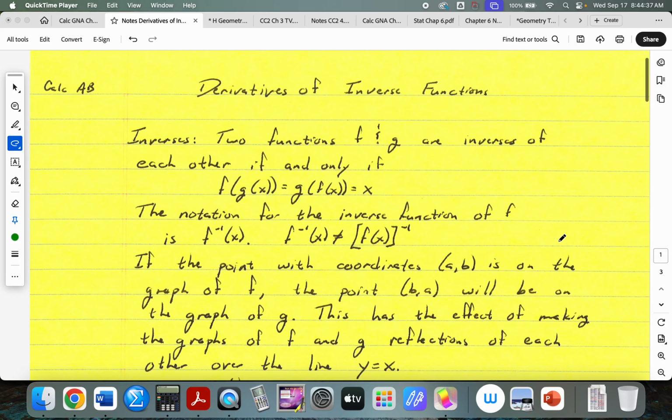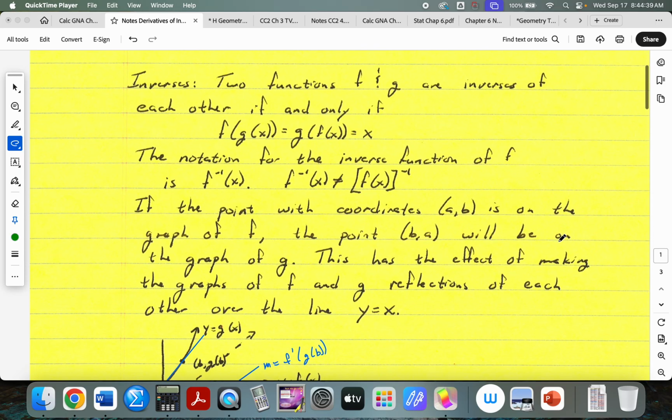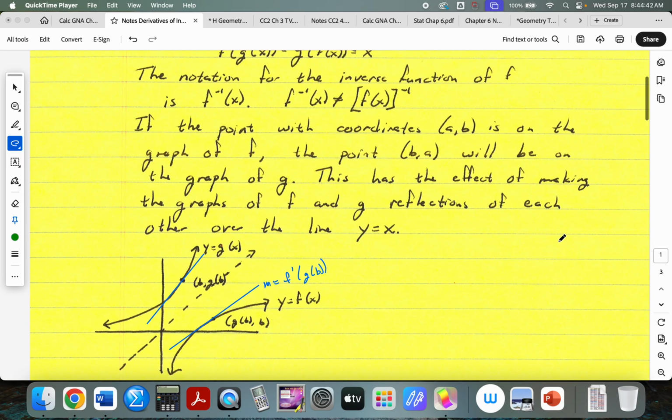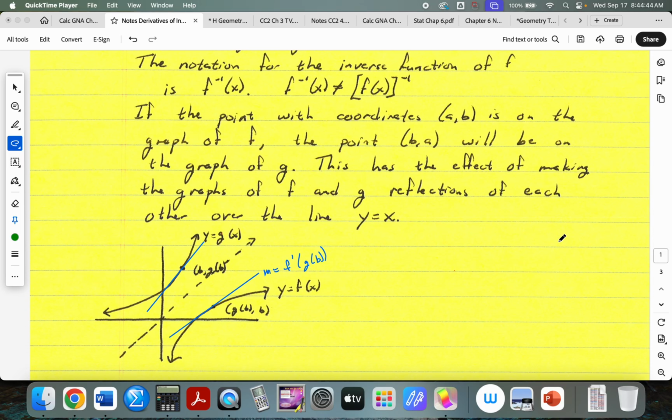So the notation also, my least favorite notation in all of mathematics, for the inverse of f, is writing f with a superscript -1. It pains me even to say it. I hate it. It's not the same thing as f of x being raised to the -1 power. They are not the same.